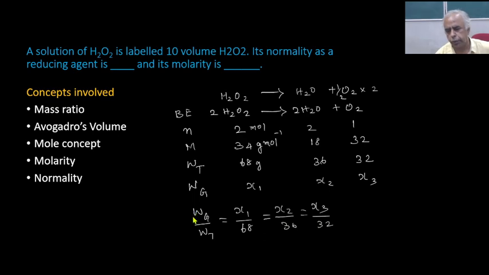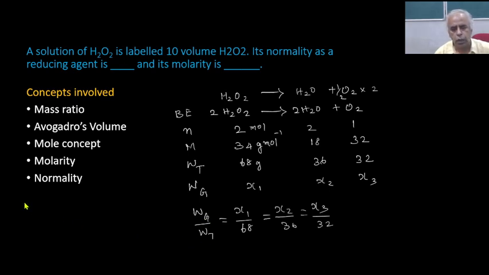And you know very well, the weight given divided by theoretical weight can be equated in terms of volume also. For example, because it is not given in weight, it is given as, for instance, H2O2 labeled as a 10 volume of H2O2. So in this case, let us talk about the Avogadro's volume also. So what do you mean by Avogadro's volume?